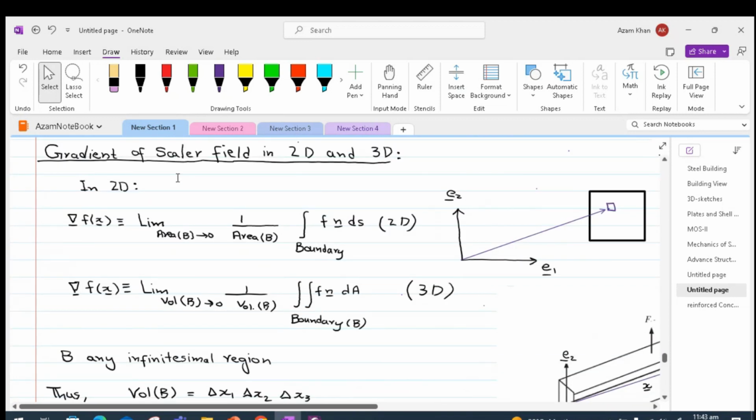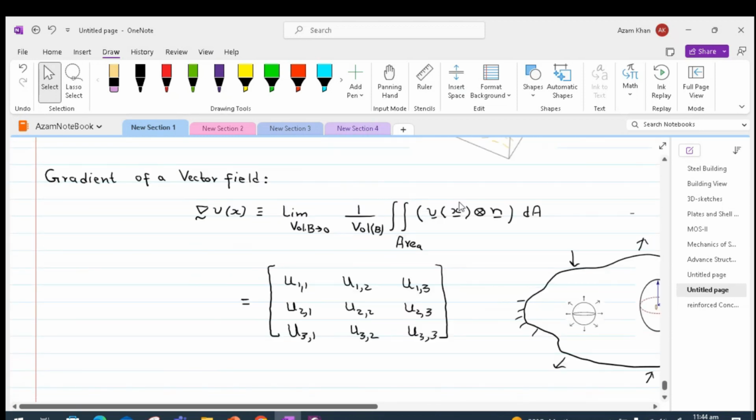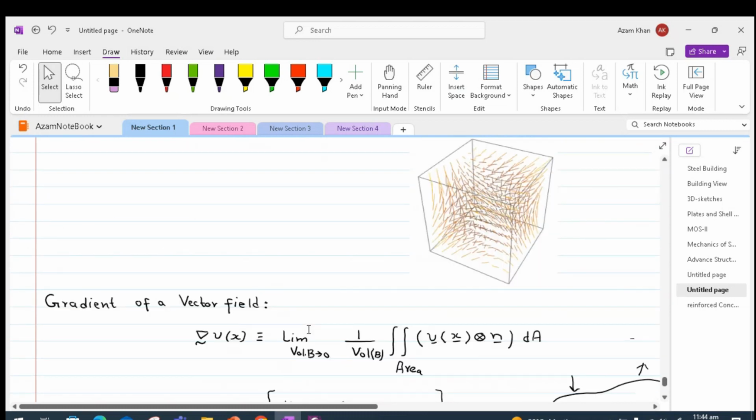In the case of gradient of a scalar field, we had to take the dot product of the function with respect to its normal vector. In the case of gradient of a vector field, we take a vector and take a tensor product with the normal vector. So what do we mean by that? Let us check the trend first.